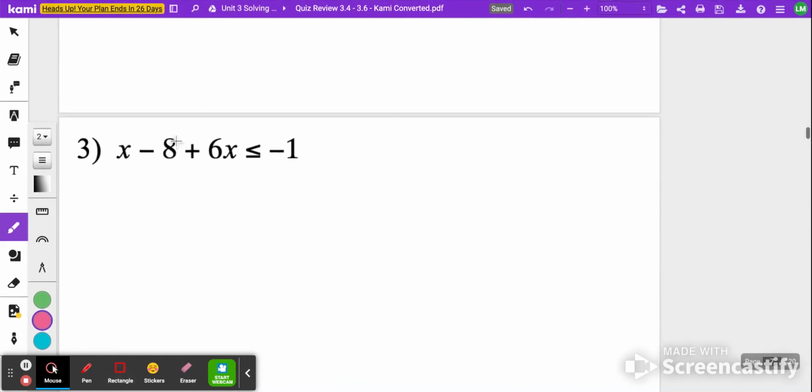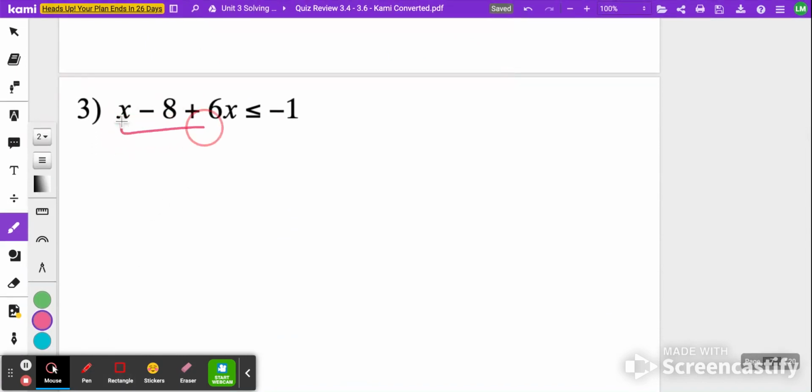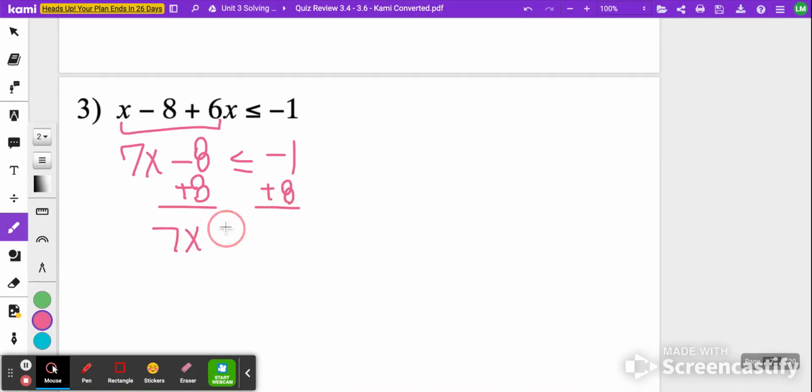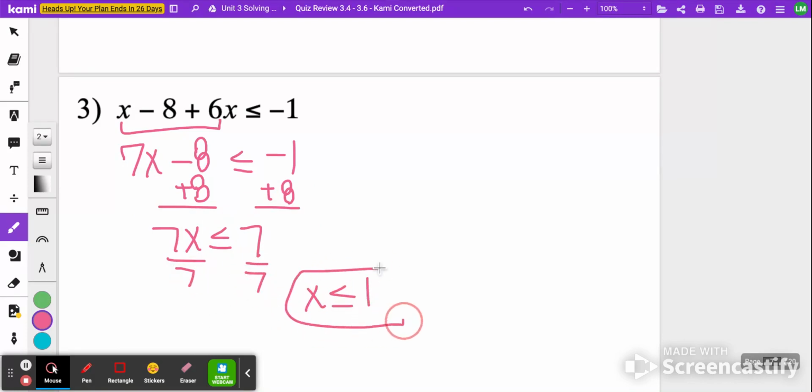Number 3, it looks like I still need to combine some like terms here. So x plus 6x is 7x. So I have 7x minus 8 is less than or equal to negative 1. I'm going to add 8 to both sides. So I get 7x is less than or equal to 7. If I divide both sides by 7, I get x is less than or equal to 1 as my result. And when I graph this, I'm going to have a closed circle pointing left.